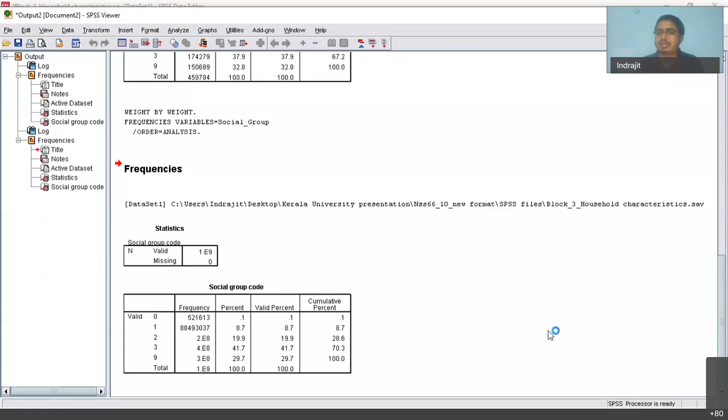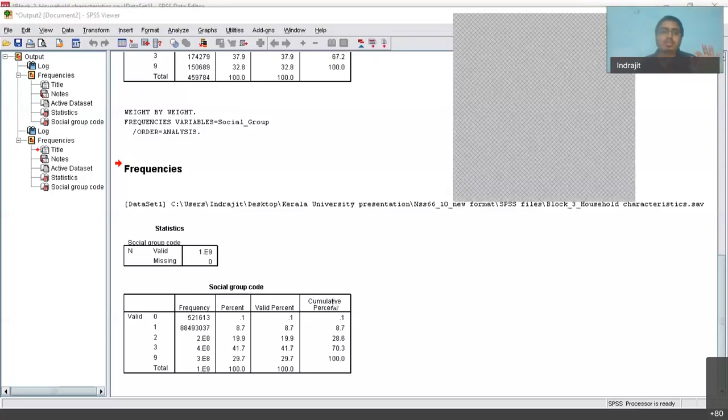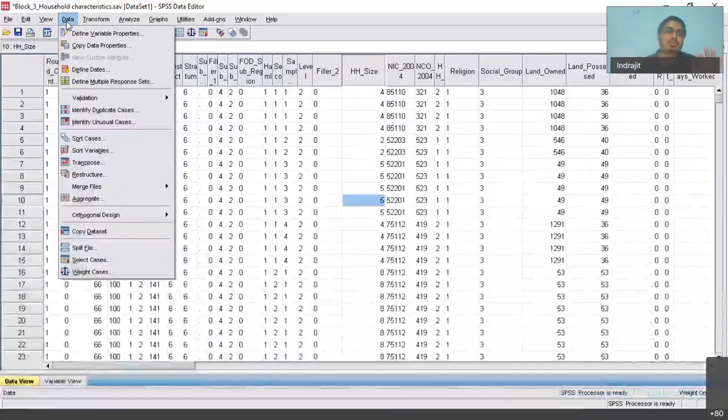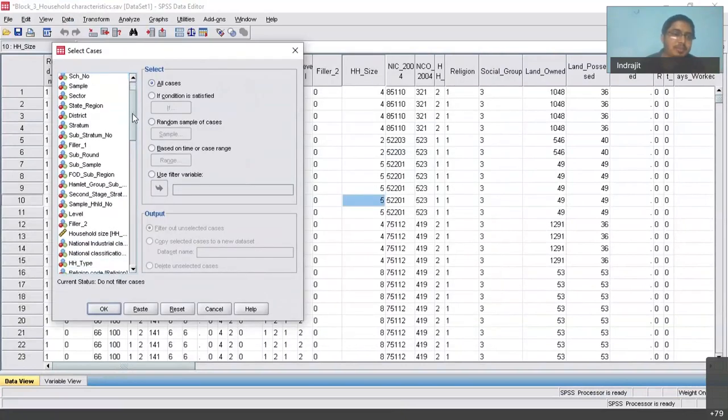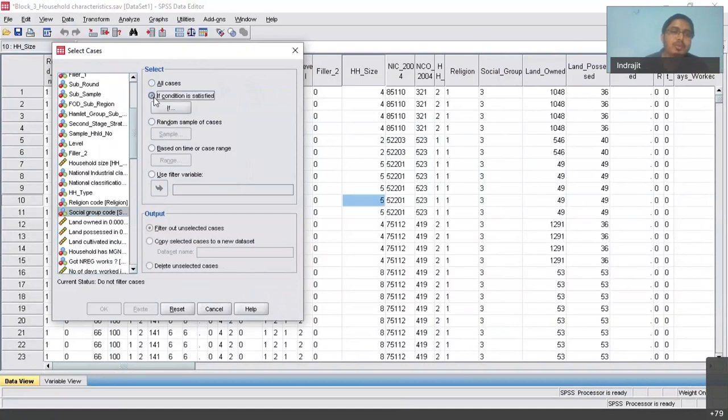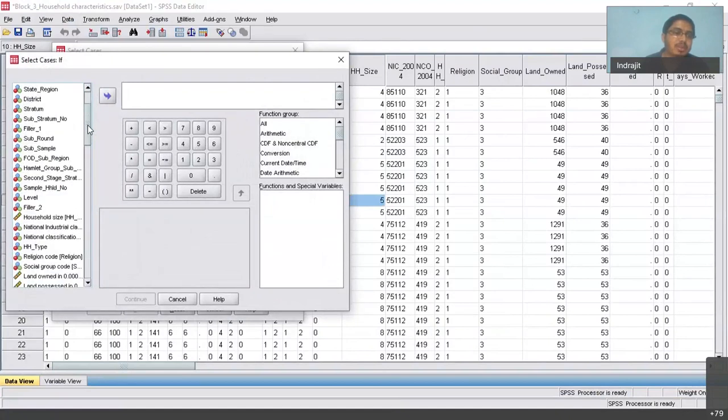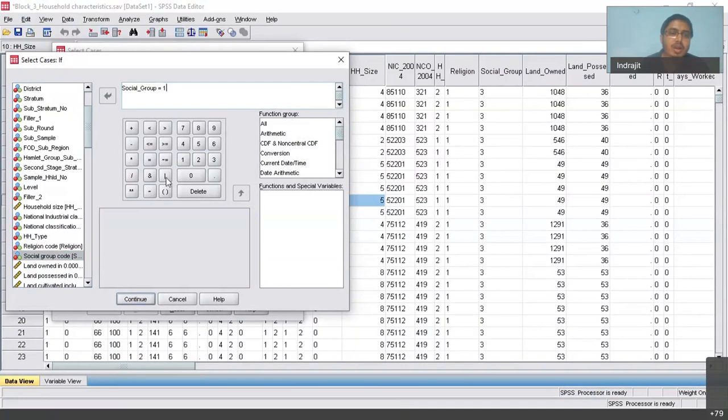But if you want to run a regression, or if you want to create a variable, then you have to do a little bit of an exercise with the data. For example, my purpose is to do analysis related only to SC and ST, 1 and 2. I am not going to do analysis related to 3 and 9. Either I can do it here: Data, Select Cases, and here I have my social group, if condition is satisfied. What is that condition? This condition is social group equals 1 or social group equals 2.